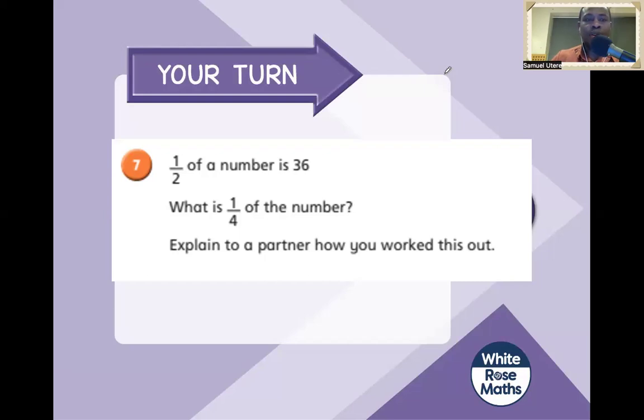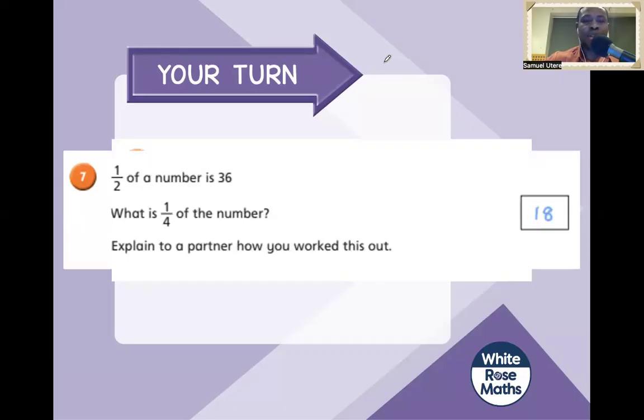Assuming you've paused the video and you've answered question 7, here is the answer. Let's discuss them. So here you are told that half of a number is 36. So remember, the denominator tells us the number of parts we split into. So half of the number is 36. It means here is 36. So it means the whole lot is 72, because 36 has to be in all the boxes.